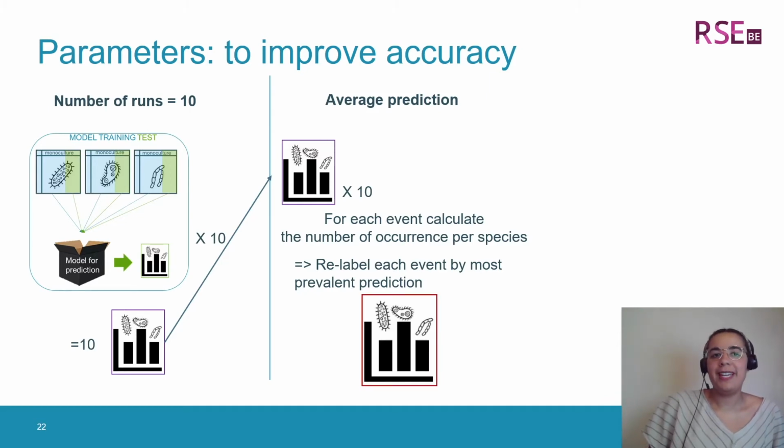The results obtained are improved compared to taking the mean of results of cells per species at the end of the 10 predictions, because we don't look globally, but we look at each event.